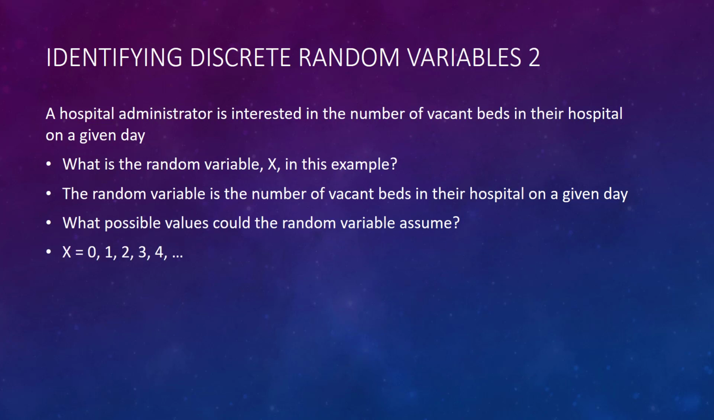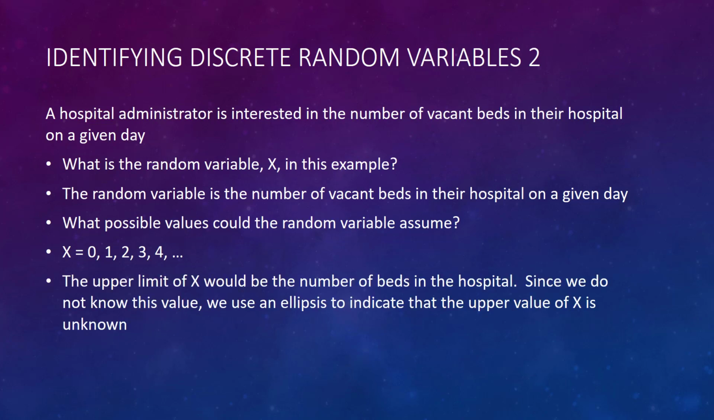Well, the fewest number of vacant beds could be 0. So we have x equals 0, 1, 2, 3, 4. The upper limit of this random variable would be the number of beds in the hospital. Since we do not know this value, we use an ellipsis to indicate that the upper value of x is unknown.